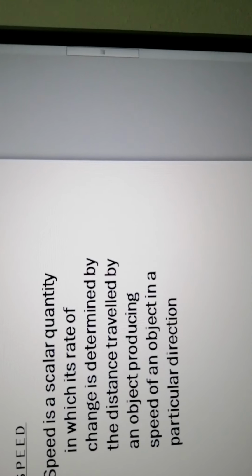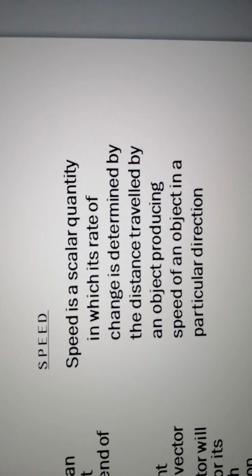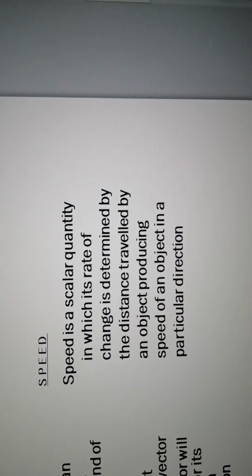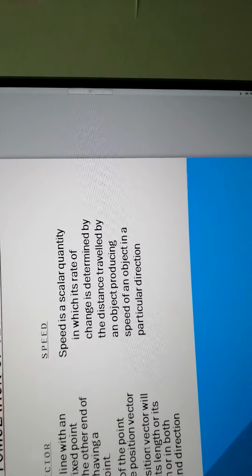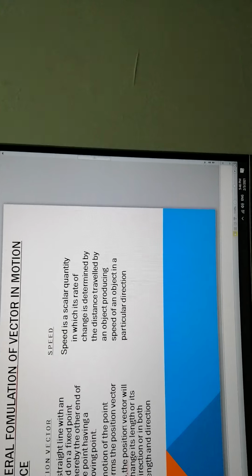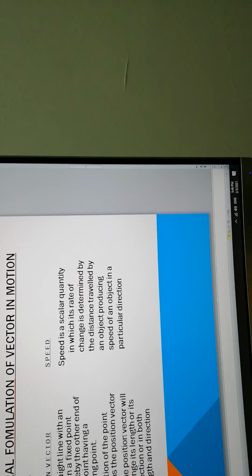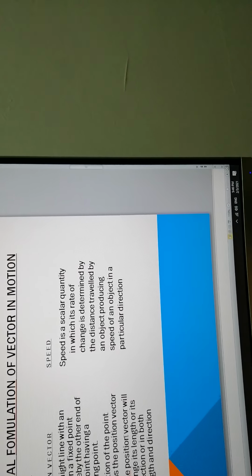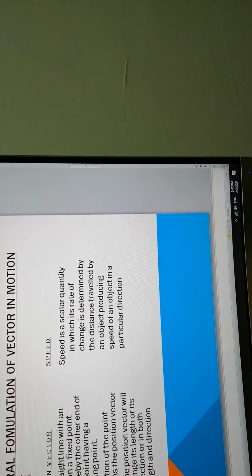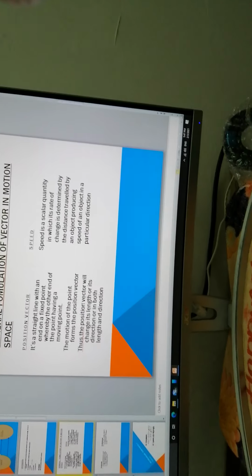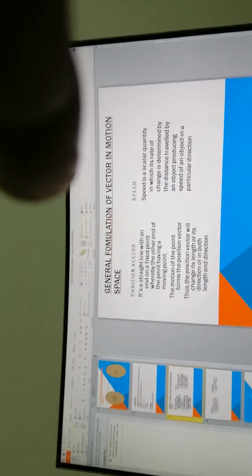Let us look at the speed. Speed is a scalar quantity in which its rate of change is determined by the distance traveled by an object, producing the speed of an object in a particular direction. If there is a moving car, for every distance that the car moves, that distance is divided by the time taken, and that produces speed. Let us look at the next slide.